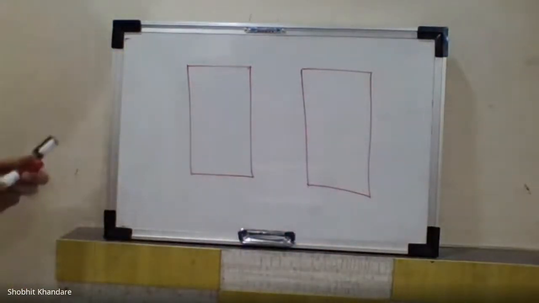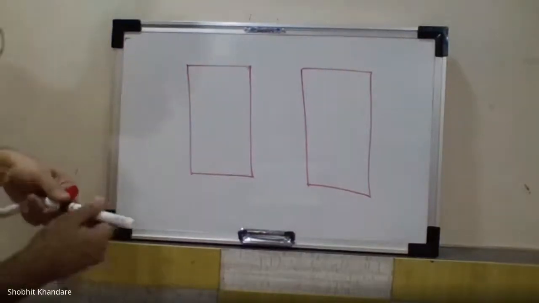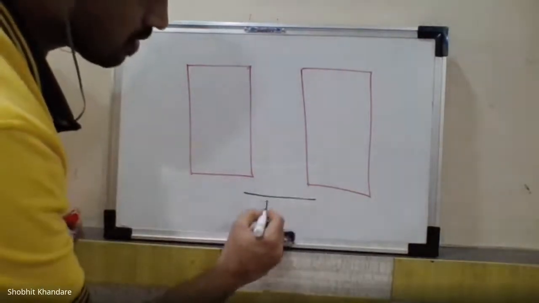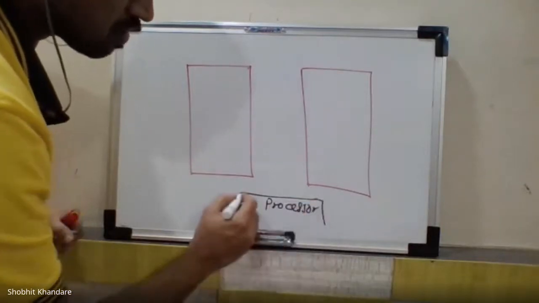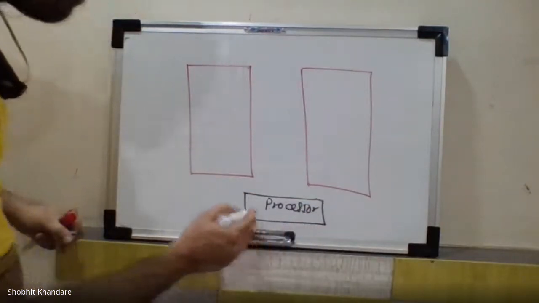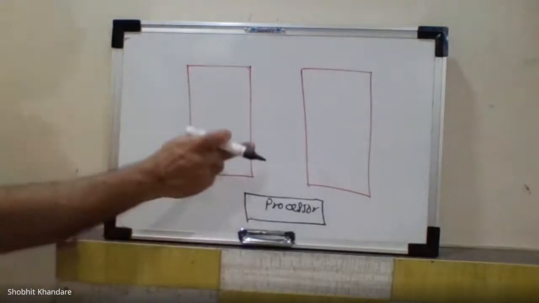Today we'll draw. Next lecture we'll see the explanation. The same processor. This processor is the same. 16-bit data and 16-bit address.